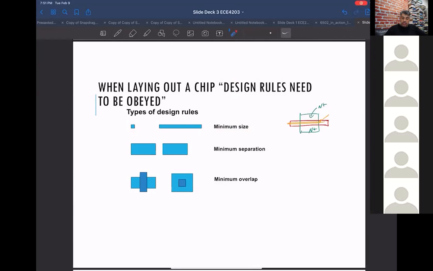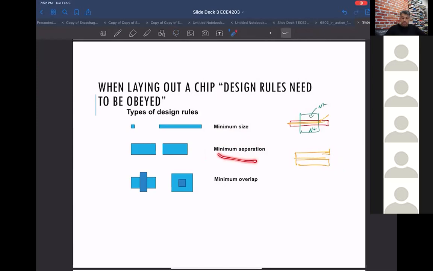The other one is minimum separation. Let's say you had two polylines that you did not want to connect, and for the sake of discussion, let's say you drew them too close to each other. The fab now basically can't quite print the separation, and this will turn into one hunk of poly instead of two. So they're also giving you a rule that says don't make these too close, and each one of these rules, by the way, is for each layer. You'll see a different number.